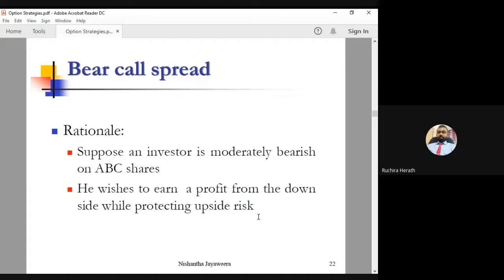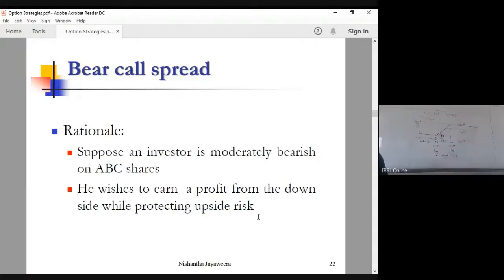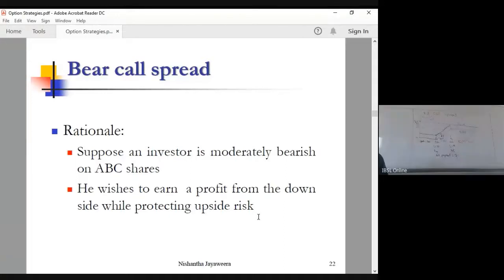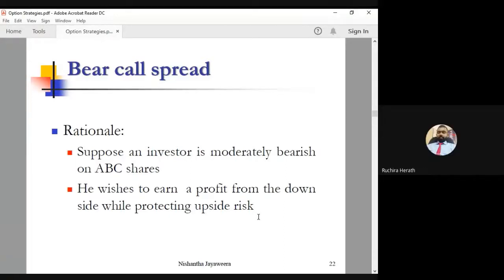Can we email the answers? Sorry? You can email the answers. However, I think there is a disturbance coming up. There's a noise. Now it's okay. Yes, we can email answers.